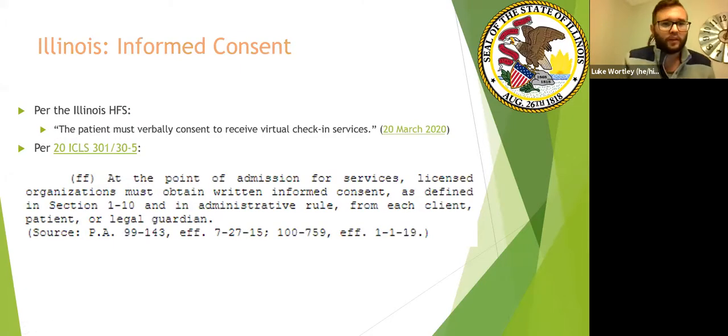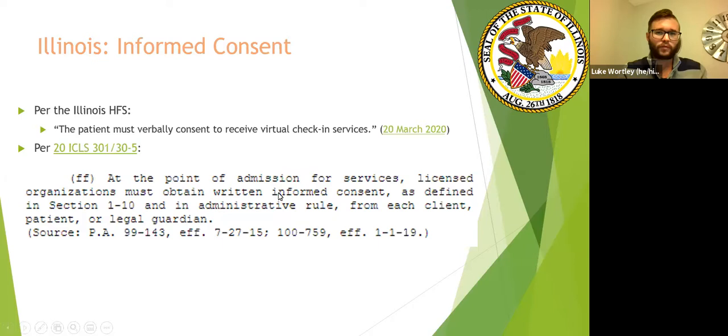So in Illinois, this was a little bit harder to find, but during the height of the pandemic last year, I was able to find that as far as the public health emergency goes, the patient must at least verbally consent to receive any virtual check-in services, and that applies to telemedicine more broadly as well after I did some digging.